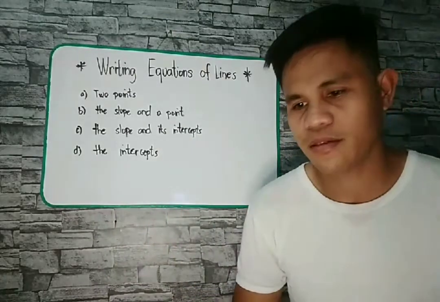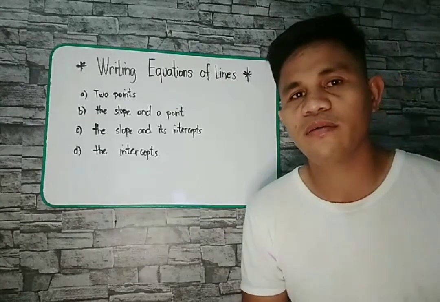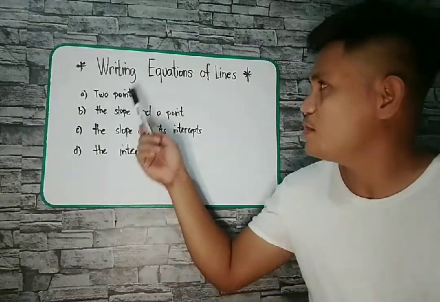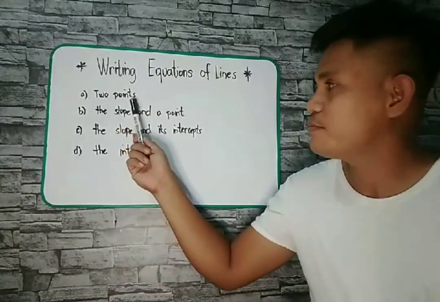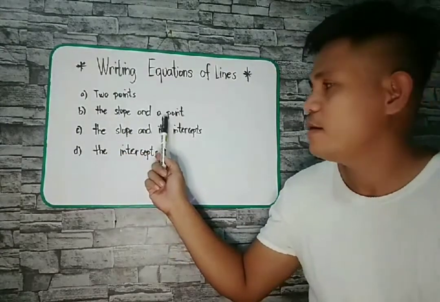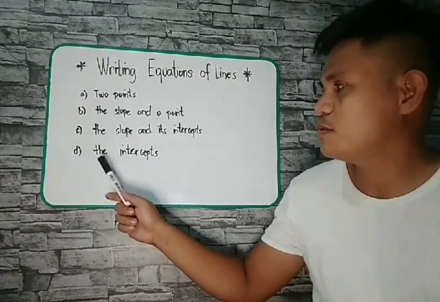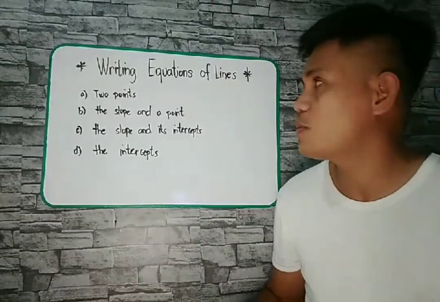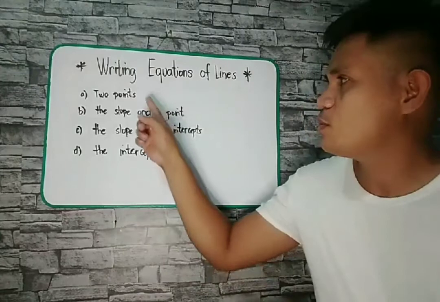Of lines. Okay, so there are four ways on how to write equations of lines. So we have the first one: you can write equations given the two points, or the slope and a point, the slope and its intercept, and the last one is the intercepts. So as you can see, there are four ways on how to write the equation of a given line. Now let's start with the first one.